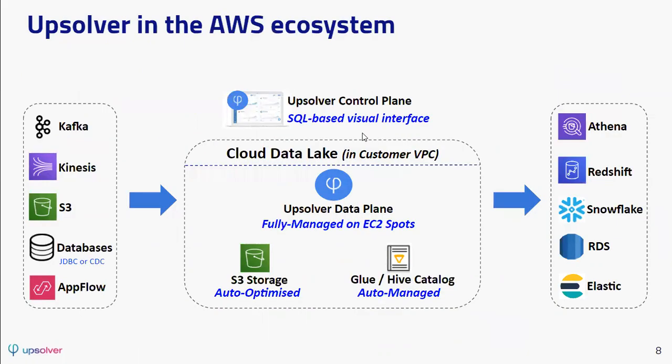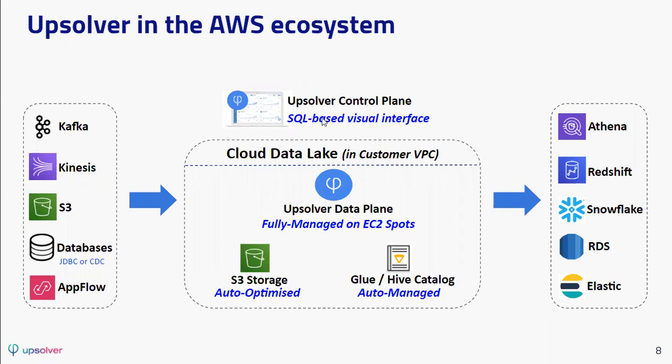Just to get a sense where Upsolver fits in the AWS ecosystem. We're exactly in the middle between your data sources where you get your raw streams and the engines you use in order to actually analyze the data, both lake query engines like Athena and data warehouses like Redshift and Snowflake. Upsolver runs within the customer's own data lake. We deploy in a private VPC, that's the data plane, and Upsolver itself runs on EC2 Spot instances, which is the cheapest way you can find for running processing.